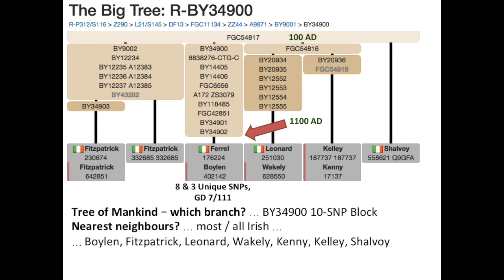So the nearest neighbours are mostly Irish. This group is probably Irish. They need another big Y test done and maybe wait for more people to match them. So for this group, it's a waiting game. They're waiting for more people to join the database and hopefully they will match this particular group.